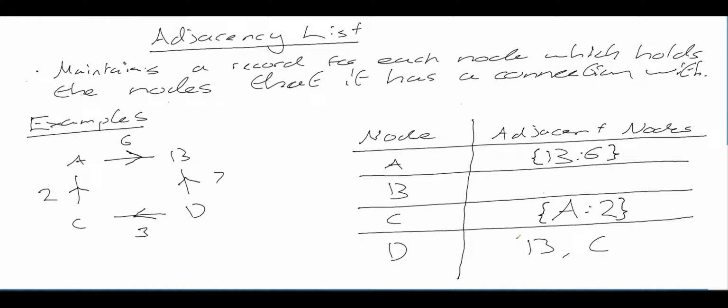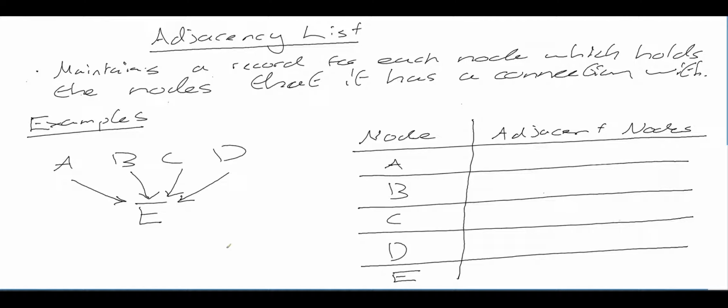And for D, we do the same thing, so we write down B, and the cost associated with going from D to B is 7. Then we do a comma, and then we do the same for C. The cost associated with going from D to C is 3, and then we close off our dictionary. So that's how you would represent a weighted graph in an adjacency list.